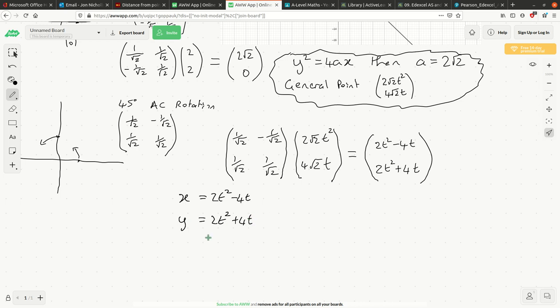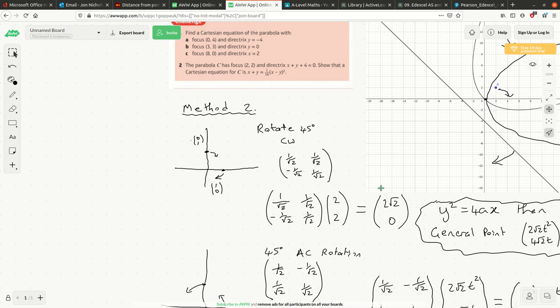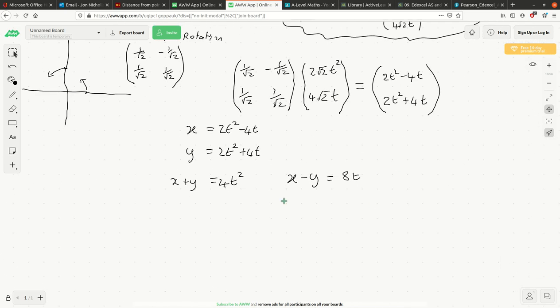And all I'm going to do now is try and eliminate the parameter. Well, they're quite good fun, these ones, to eliminate parameters. I suggest adding them is 4t squared. Subtracting them is 8t. Now, to eliminate this, why don't we just show, because we've got to show that this result is true, x plus y is 1/16 x minus y squared, why don't we just point out that x minus y squared is therefore 64t squared, and x minus y squared over 16 is 4t squared.